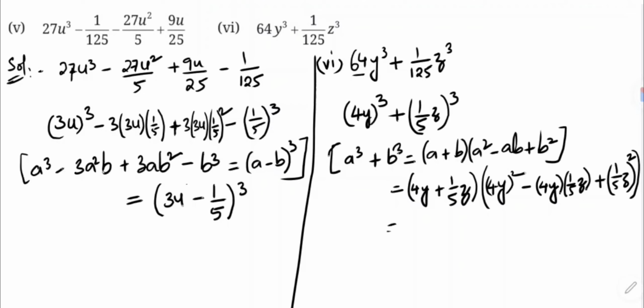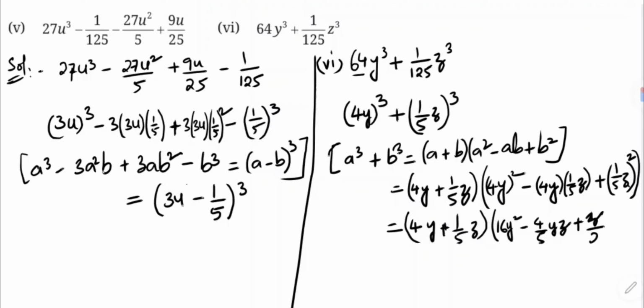Okay, so 4y plus 1 by 5 z into 4 square is 16 y square minus 4 ones are 4 by 5 y into z plus 1 square is 1, 5 square is 25. So otherwise you can write z into 1, that will be z by 5 square is 25.